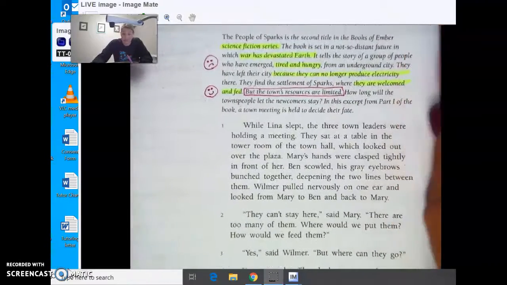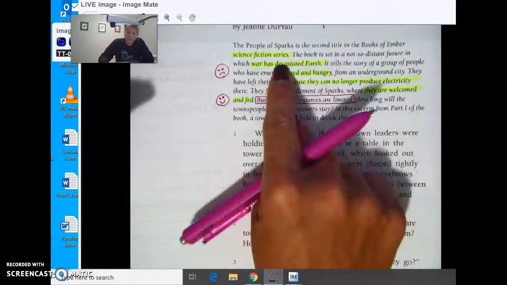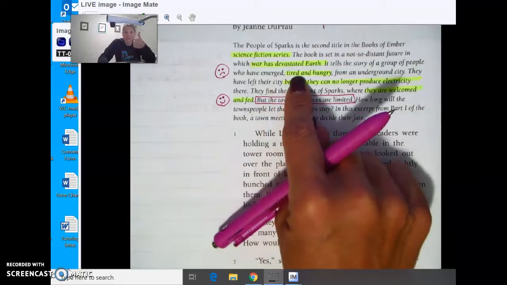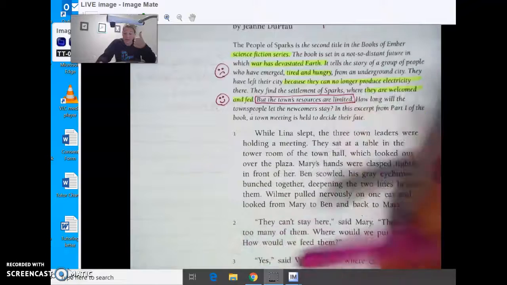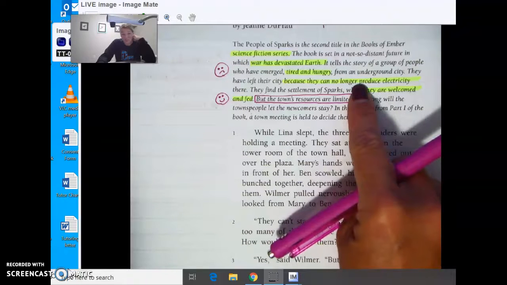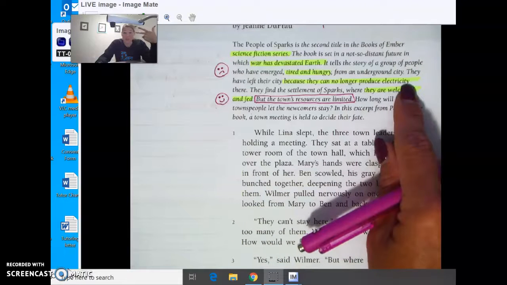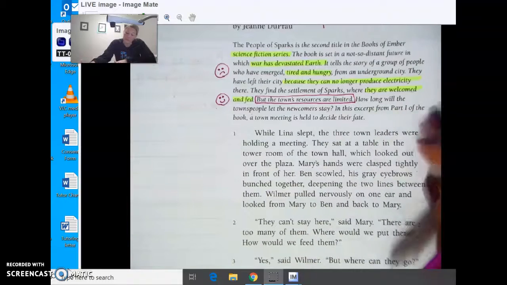Oh, and let me back up. Since our objective today is to understand key details, we need to understand these things we've underlined are key. If we didn't know the war had devastated the earth, we wouldn't understand the seriousness of the situation. It's important to know the people from the underground city are tired and hungry. They cannot produce electricity. Think about electricity, y'all. That's how we have water in our homes, unless you have a well. We have lights, air condition, and these are all things that everybody in the world doesn't have. So electricity is important to us being comfortable in our life. So let's go on. Let's read and see what happens.